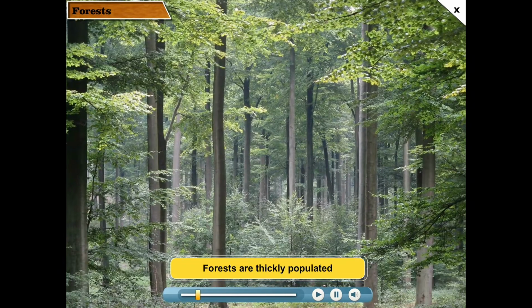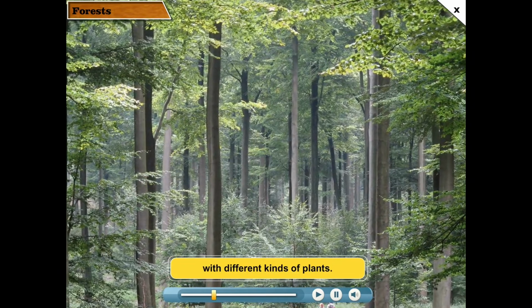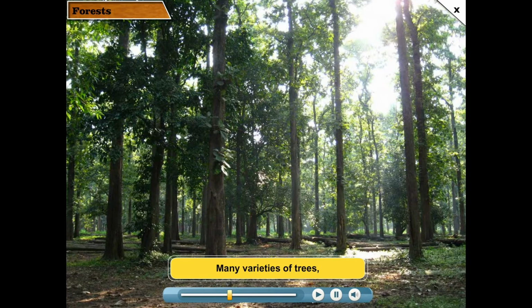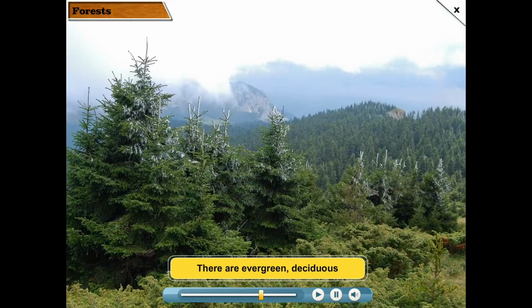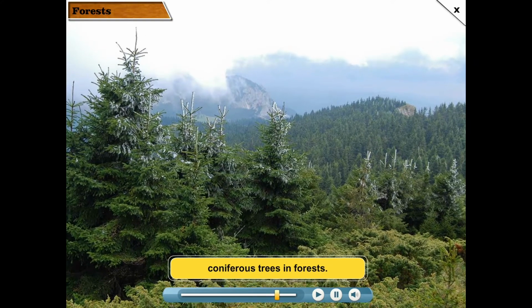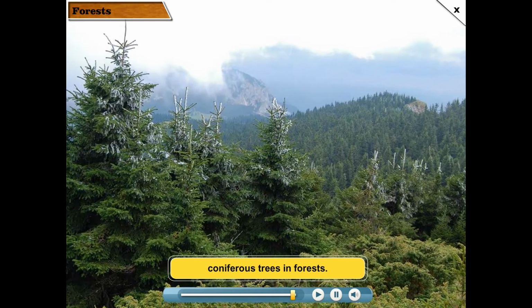Forests. Forests are thickly populated with different kinds of plants. Many varieties of trees, shrubs, and herbs are found there. There are evergreen, deciduous, and coniferous trees in forests.